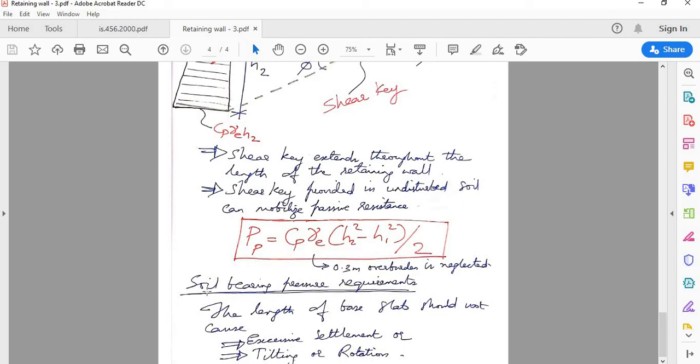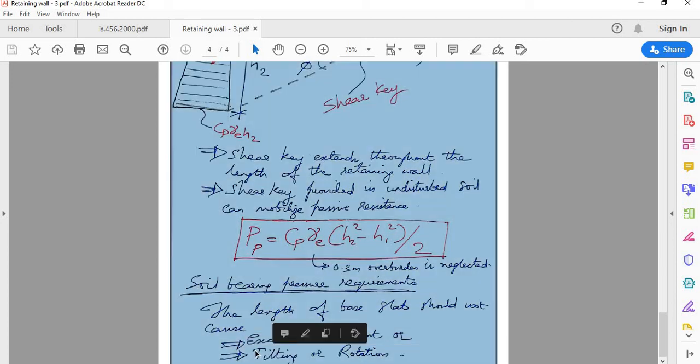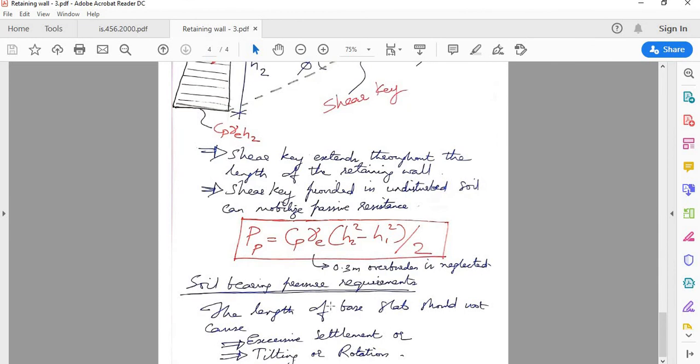Then finally, this retaining wall should satisfy soil bearing pressure requirements. It should resist excessive settlement, and it should not have tilting and rotation, and of course the concept of SBC and things like that, which we had discussed in the first unit of this syllabus.